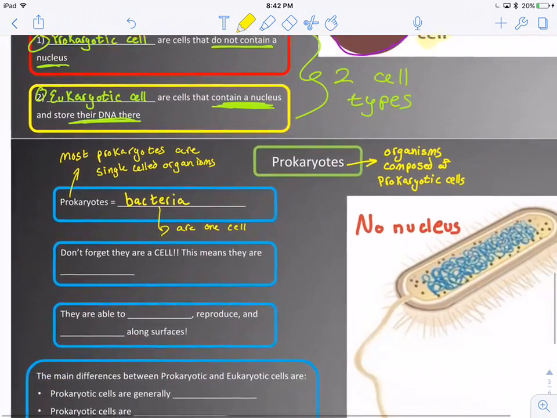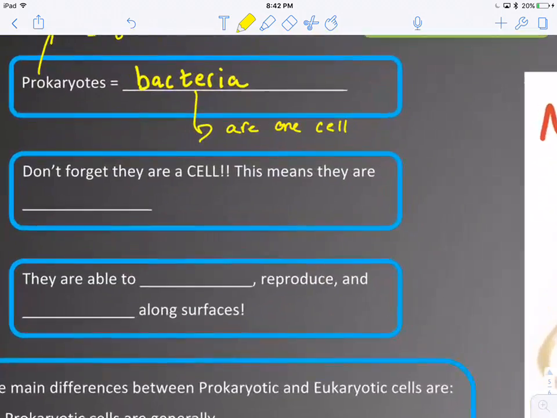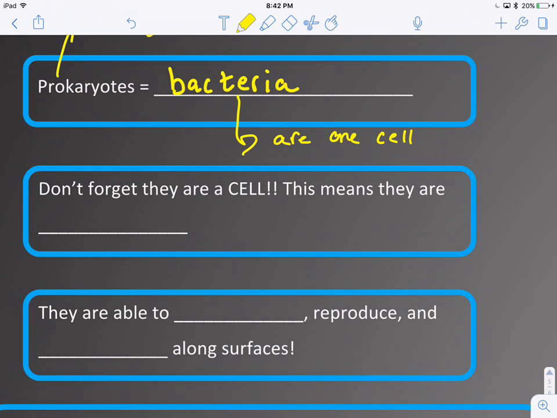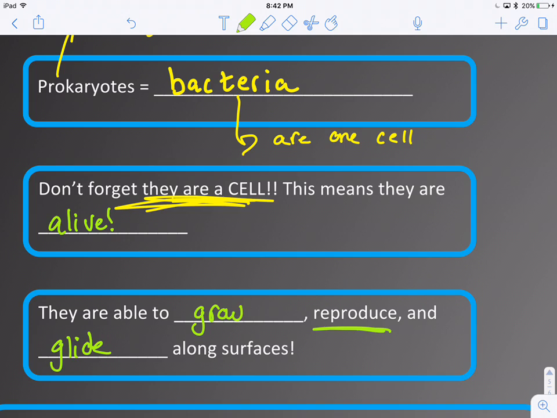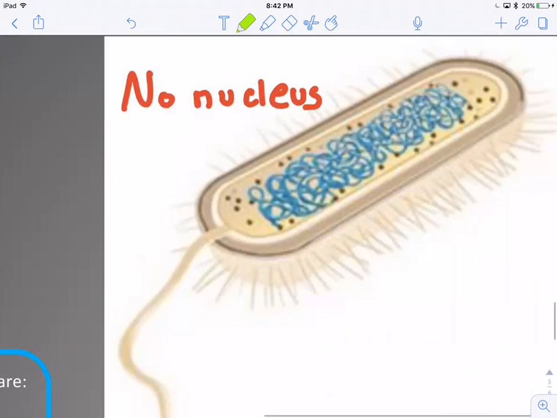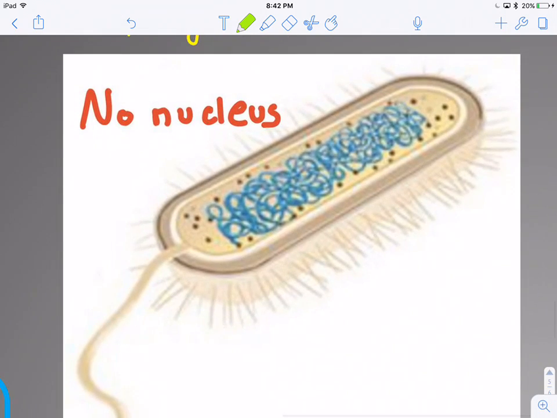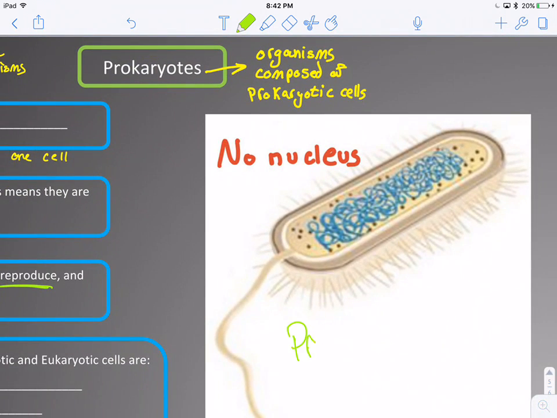Now, this doesn't mean that they're dead. Bacteria are still a cell. This means effectively that they're still alive. They're able to grow, reproduce, and they can even glide across surfaces or swim in water. And if you look here to the right, this is what a typical prokaryotic cell looks like.